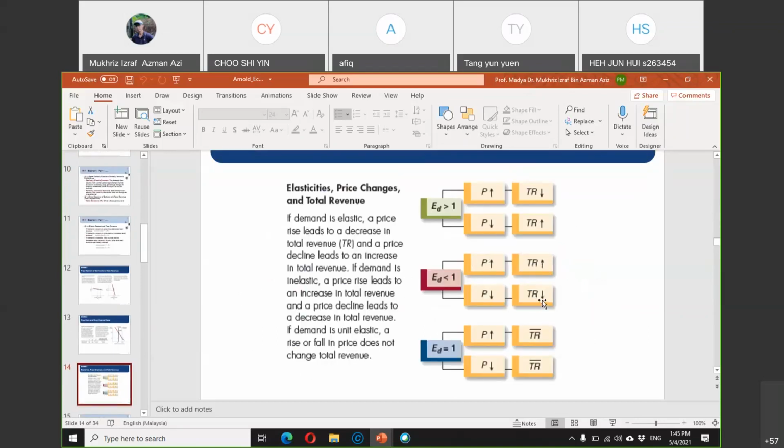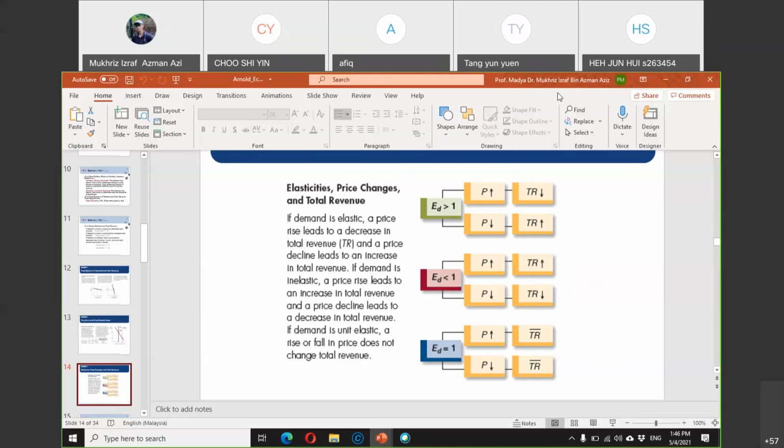And the opposite will be true. If the demand is elastic and the seller decides to reduce the price, revenue will fall because the drop in price will be bigger than the drop in quantity demanded, and that's why revenue will fall.